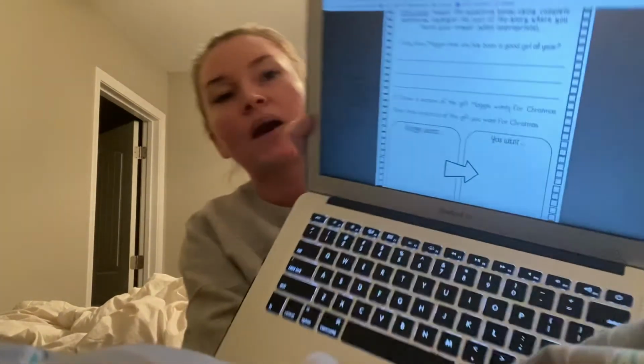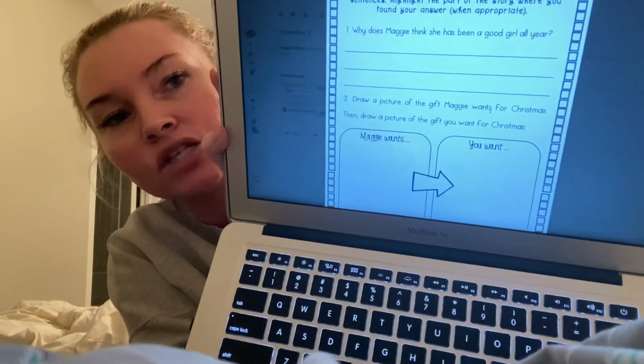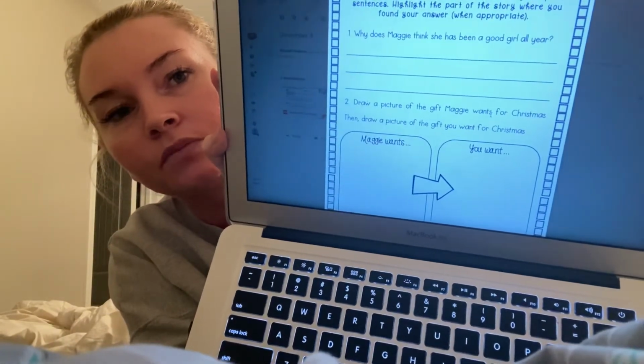Okay, your next page is going to look like this. It's going to have the 2 boxes at the bottom. Number 1, why does Maggie think she has been a good girl all year? So you can look back at the passage, and I want you to use details from the passage. You're going to use complete sentences or just one complete sentence stating what Maggie talked about.